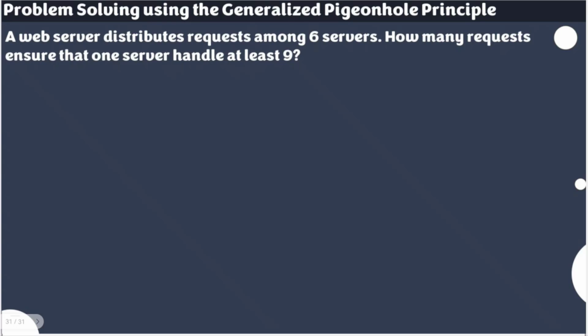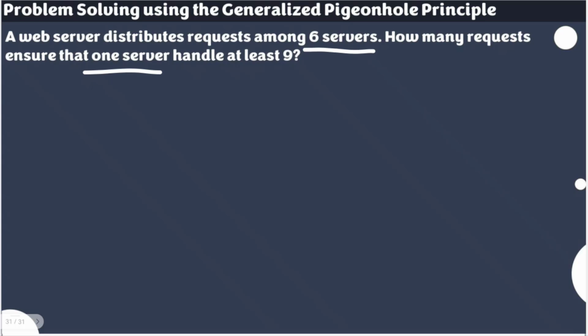Let us have this one last example for the generalized pigeonhole principle so we can move into other concepts as well in this playlist. This tells us that a web server distributes requests among 6 servers. How many requests ensure that one server will handle at least 9 requests?